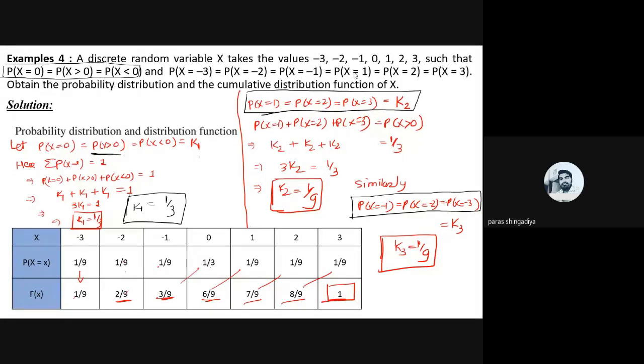Okay, the answer for everything other than 0 is the same, and that is equal to 1/9. And what is the answer for x equal to 0? That we proved in the first case. So the probability for x equal to 0 is 1/3.